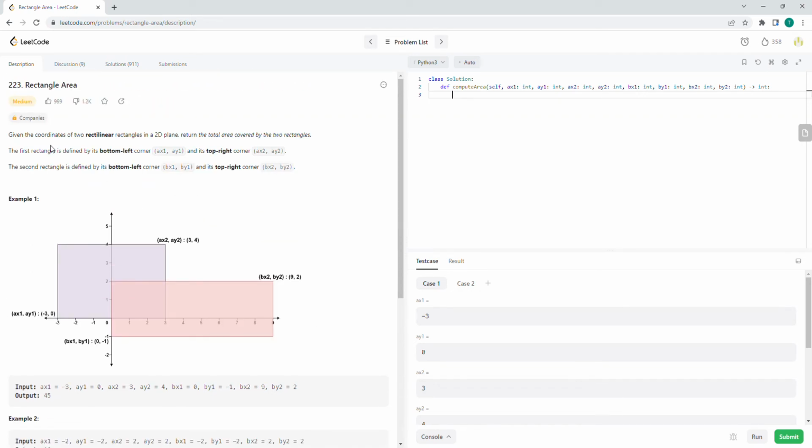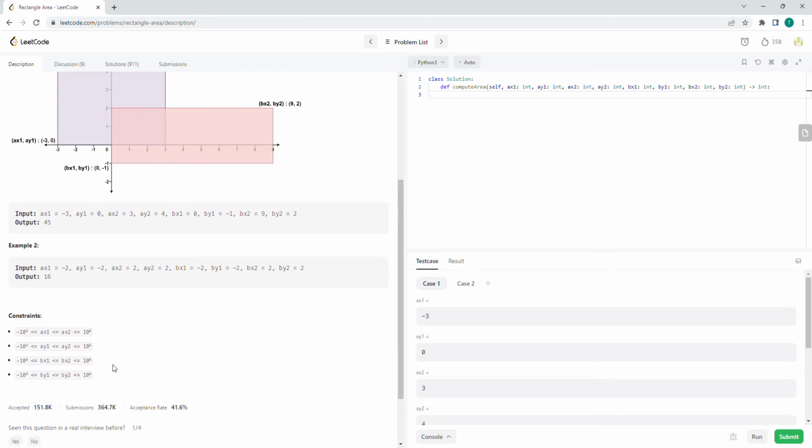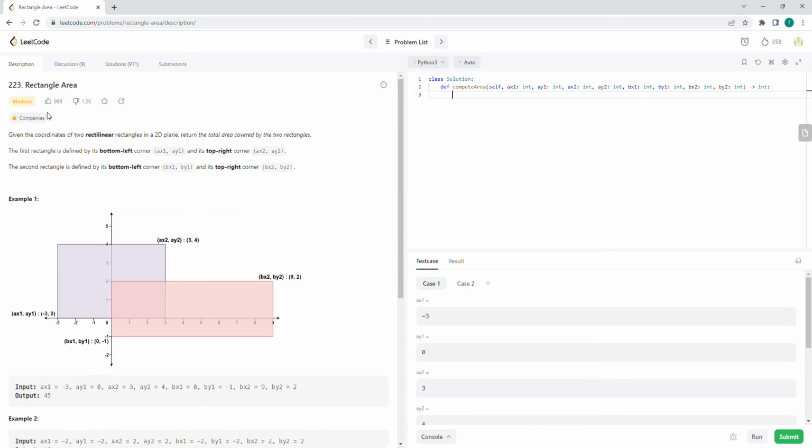Let's see. Oh, you want to return the total area covered by the two rectangles. So find the entire area basically. So you do want to count this once only. There's an overlap, and you want to count that once. And similar to this example here. And all the values are between -10 to the 4 and 10 to the 4. Alright.